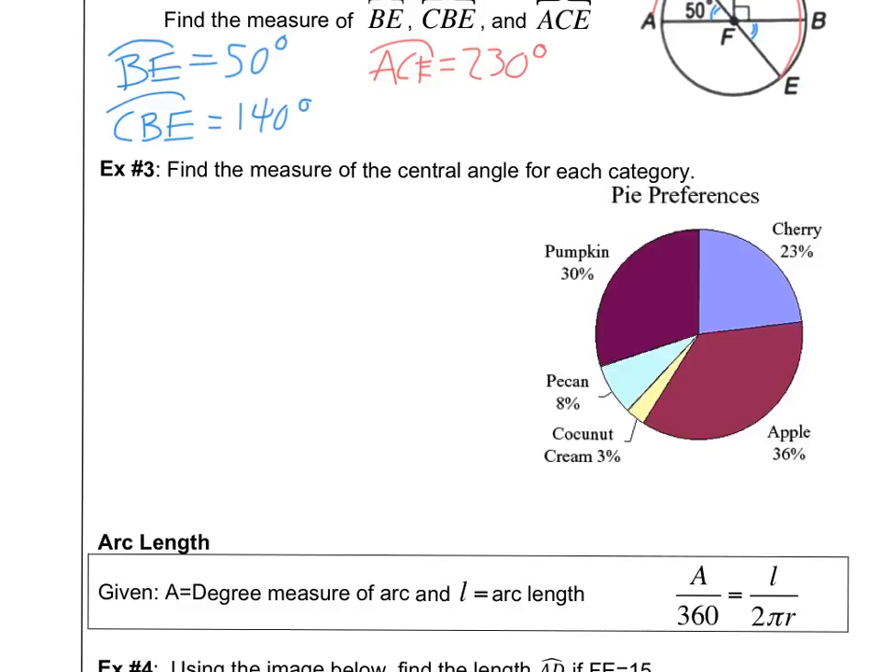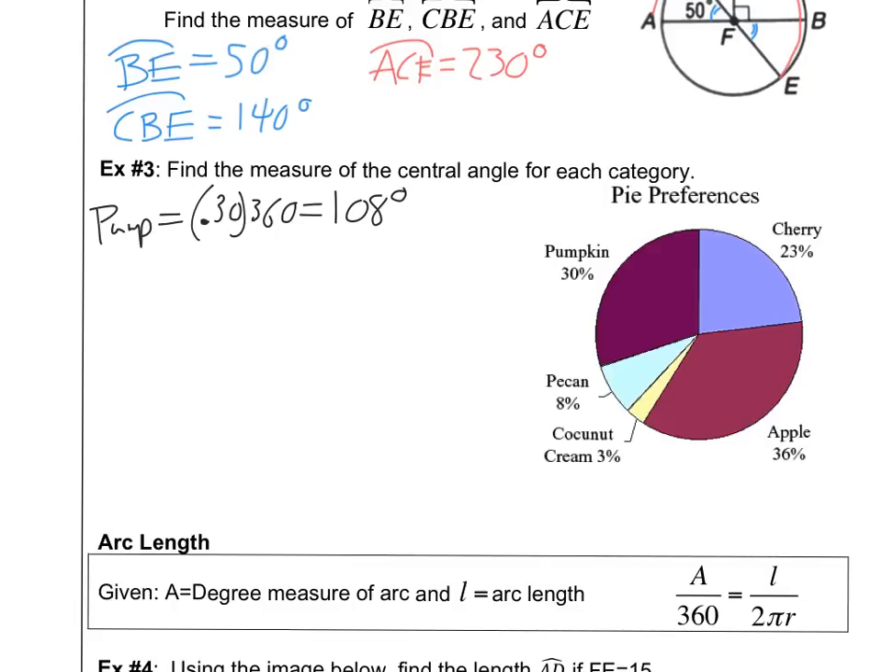For example, we'll start with pumpkin. The pumpkin has to equal 0.30 of 360. Well, if we just multiply this out really quick, 0.3 times 360 is 108. So the pumpkin is 108 degrees. Should be that simple. Let's do another one real quick.